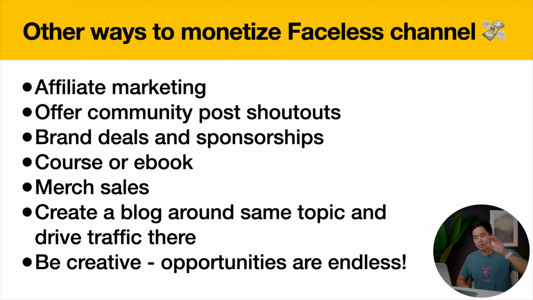Now, AdSense is the most direct way of getting paid for YouTube videos, but there are so many other ways to get paid. This includes things like affiliate marketing. You put these links in the description, and when people click on those and make a purchase, you get a small commission. Another is offering community post shoutouts. I feel like a lot of people don't do this or don't know about this, but yes, you can post to your subscribers through community posts and you can charge for that. You can also do brand deals and sponsorships. This can be, let's say, a 15 to 60 second integration in the middle of your video.